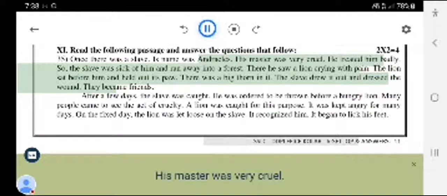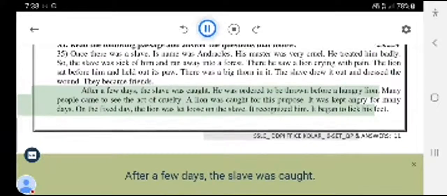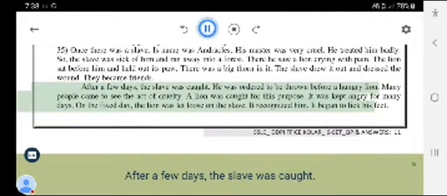The lion sat before him and held out its paw. There was a big thorn in it. The slave drew it out and dressed the wound. They became friends. After a few days, the slave was caught. He was ordered to be thrown before a hungry lion.